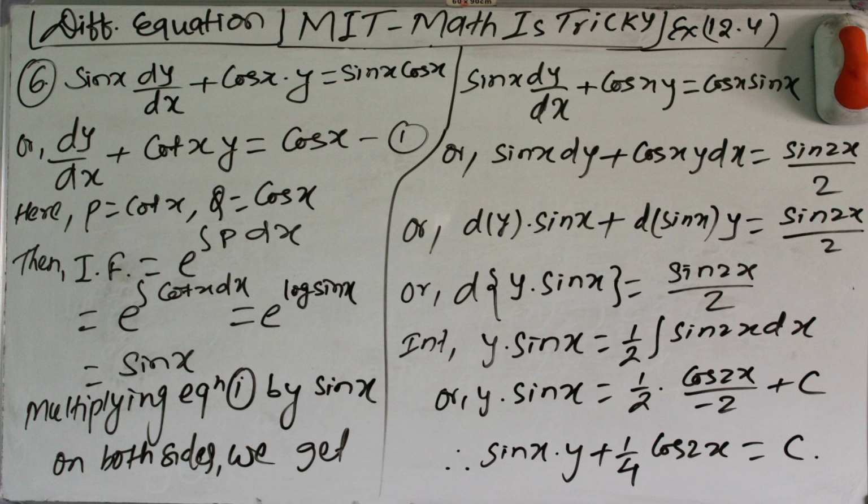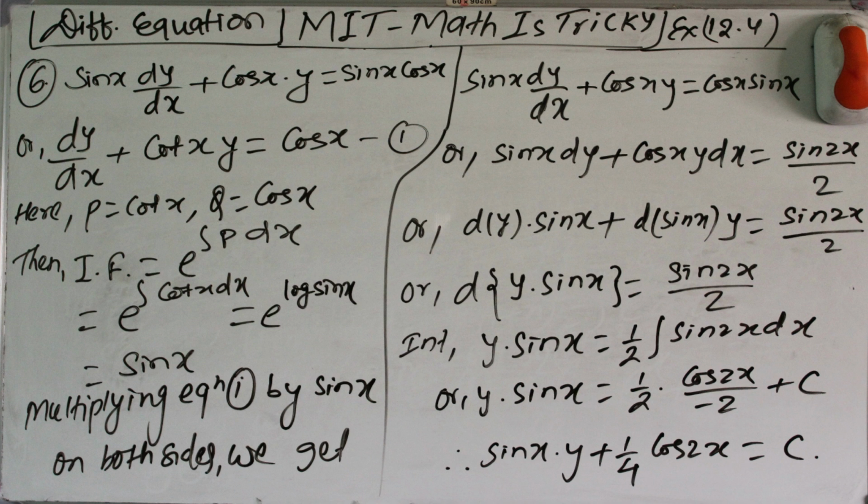So we'll get e power integration p dx, which is e power integration of cot x dx, and we know that the integration of cot x is log sin x, so e power log sin x, which is simply sin x. Now multiplying both sides by sin x, we'll get sin x dy by dx plus cot x, meaning cos by sin, cancels, so we get cos x into y equals sin x cos x.